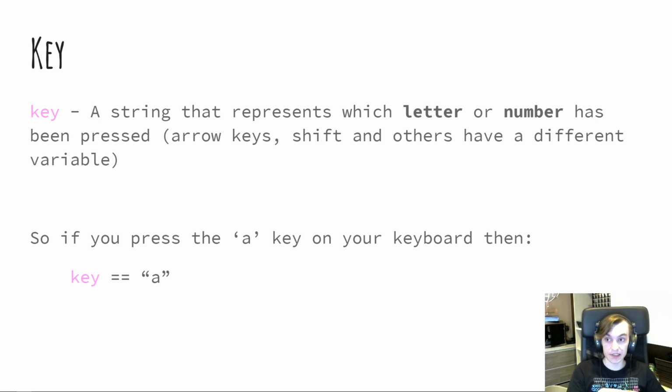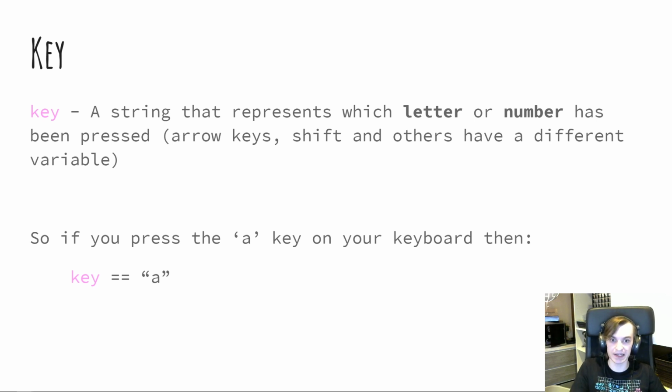Okay, key is another value, and so this is another input variable, and this is a string that represents which letter or number has been pressed. So if you're pressing an arrow key or shift or most of the other keys on the keyboard that aren't a letter or a number, those have a different variable that we'll come to in just a moment. But by and large, if you're pressing a key that corresponds to something you would expect to be printed on the screen, then it's going to be in key.